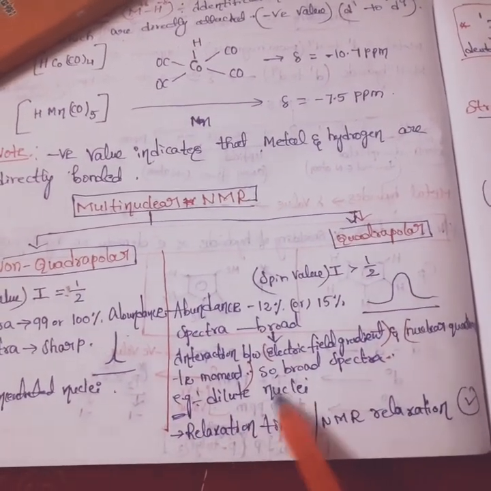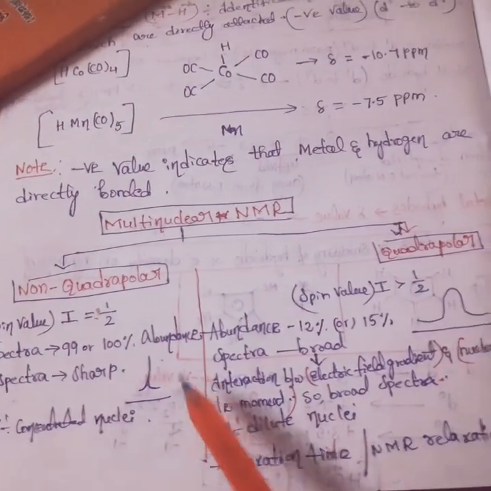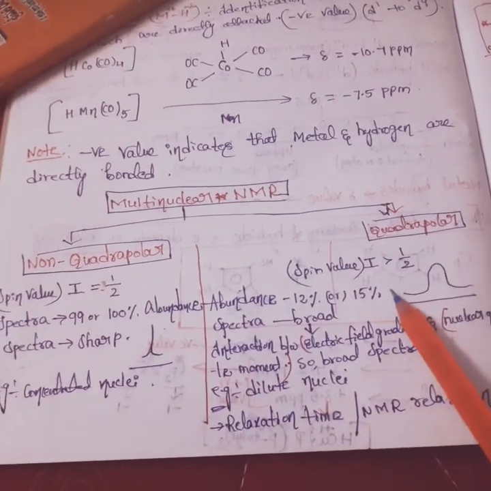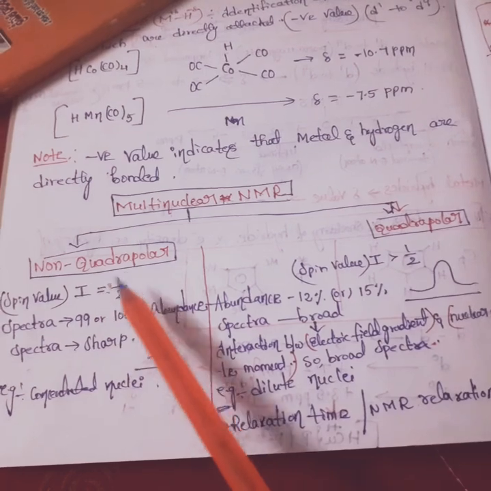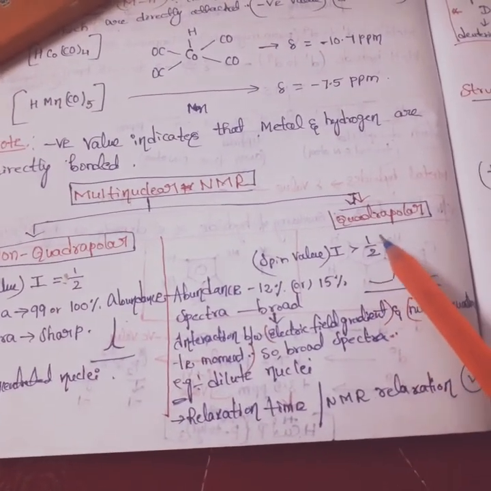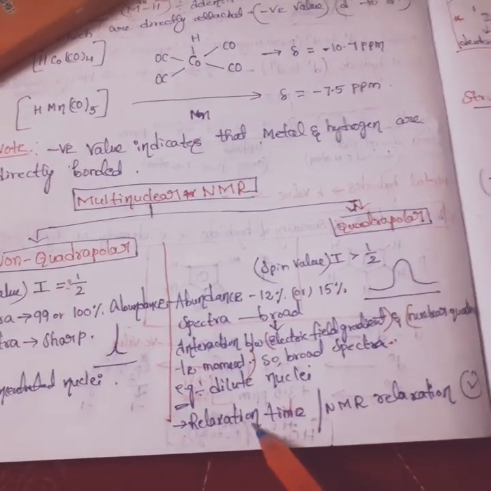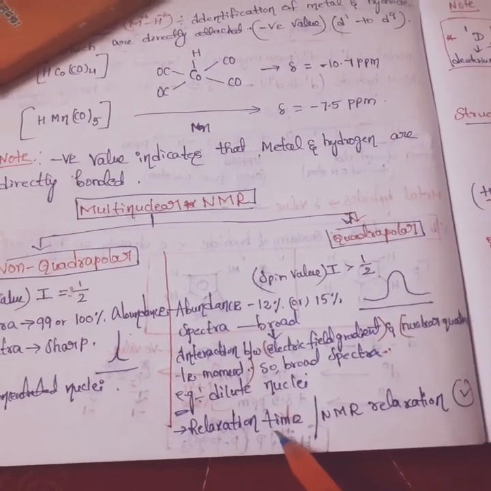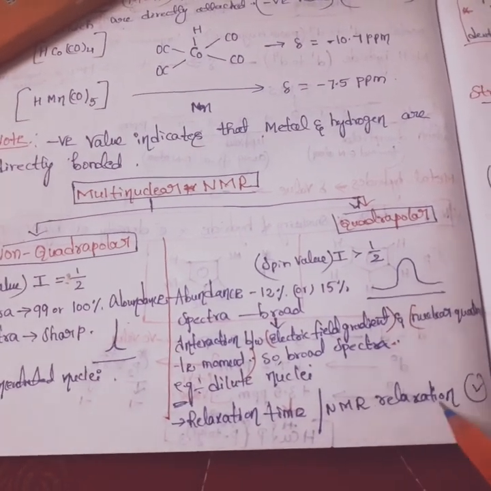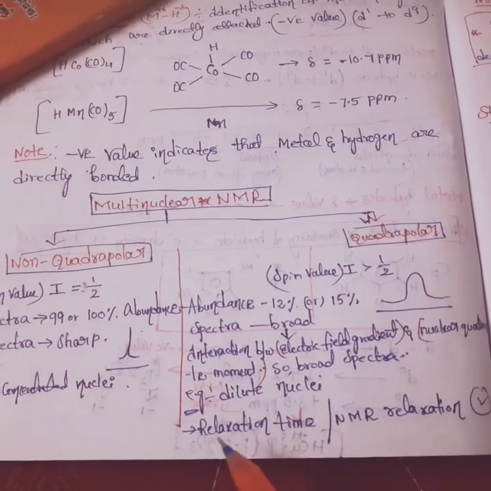And here the example is dilute nuclei, whereas for non-quadrupolar the example is concentrated nuclei. In non-quadrupolar this is very simple. In quadrupolar multinuclear NMR we get one extra point, and this is very important, that is relaxation time. We can also call this relaxation time NMR relaxation. In my next class I will clearly explain about this NMR relaxation or relaxation time.